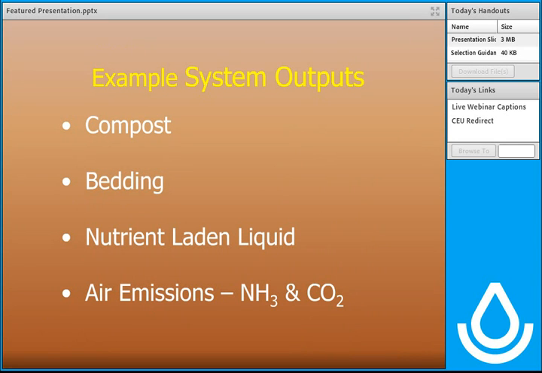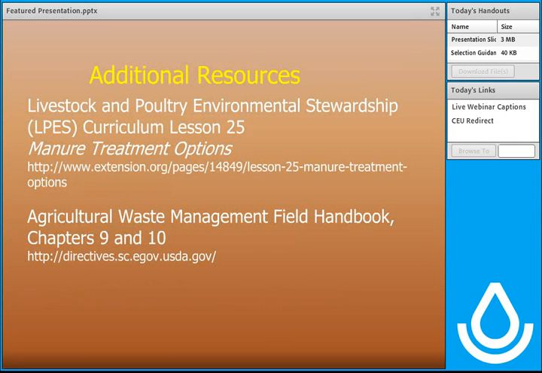Now, from our example system, we can expect to generate outputs that include compost. Some or most of that is going to be used as bedding. Also, a nutrient-rich liquid manure fraction. And we're going to have emissions of ammonia and carbon dioxide from the compost. Now, remember, I did not include the emissions that came from the digester, and that should be something that we would add to this as we do a complete overall system unit process evaluation.